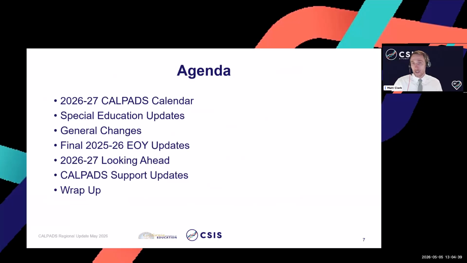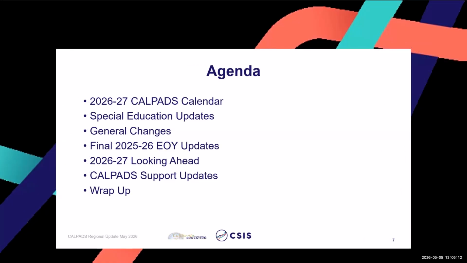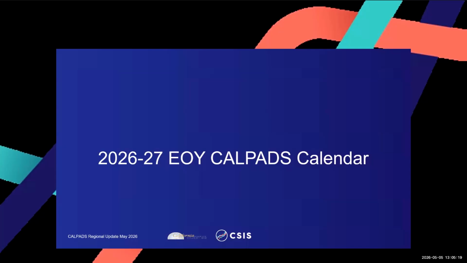All right, this slide shows the agenda for today's session. We'll begin by taking a look at the tentative 2026-27 CALPADS calendar before we move into special education updates. We'll then discuss general changes before moving into final 25-26 end of year updates. We'll then get into really the heart of the session today with looking ahead towards the 2026-27 academic year before we wrap the session up by providing support updates, reminders, and resources. And that is a lot of content to get through in the couple of hours that we have together today. So let's go ahead and jump right into our first section, which is the 26-27 CALPADS calendar.